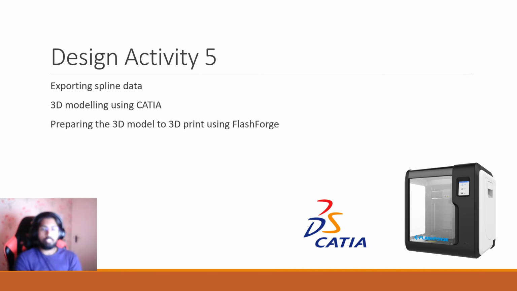Moving on to design activity 5, after finalizing the modified airfoil, I proceeded to produce a 3D model of the airfoil. To 3D print my design, I had to produce a 3-dimensional spline in Excel of the airfoil. Then I used CATIA to produce a 3D model. And then I made significant alterations to reduce the size of the airfoil.